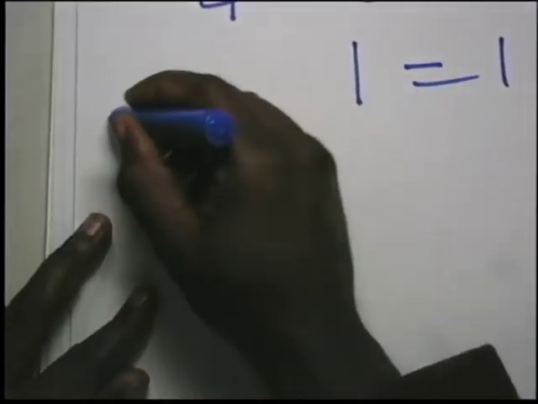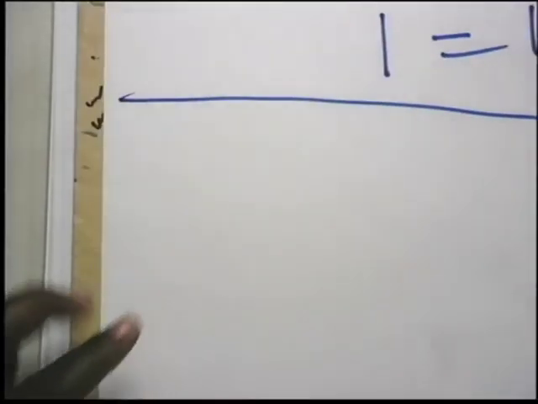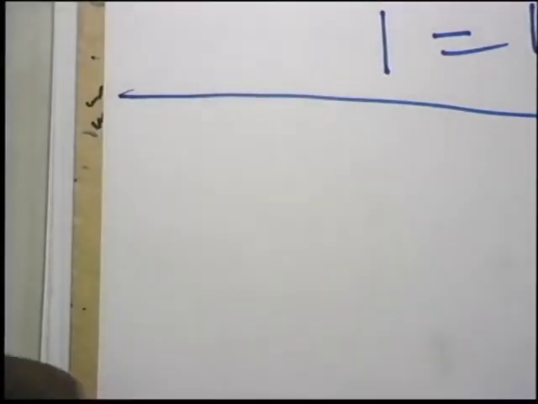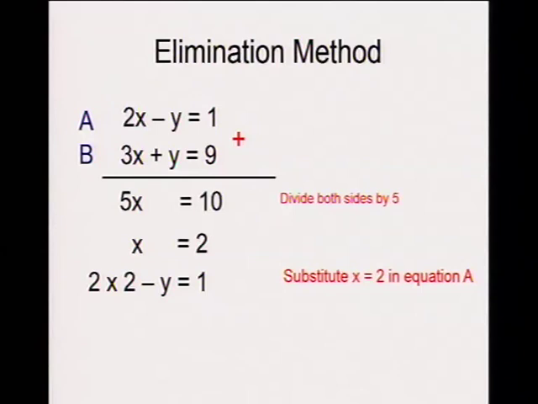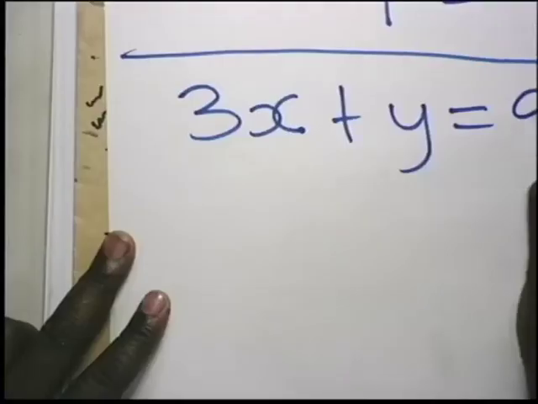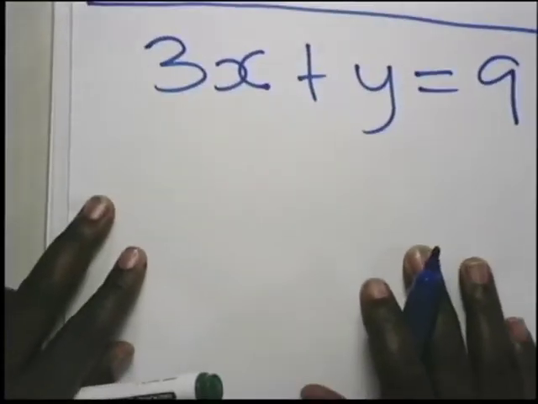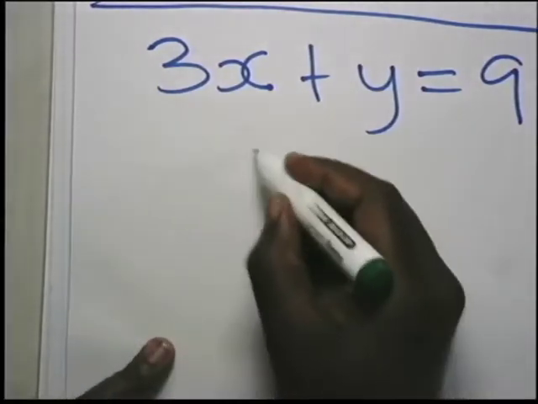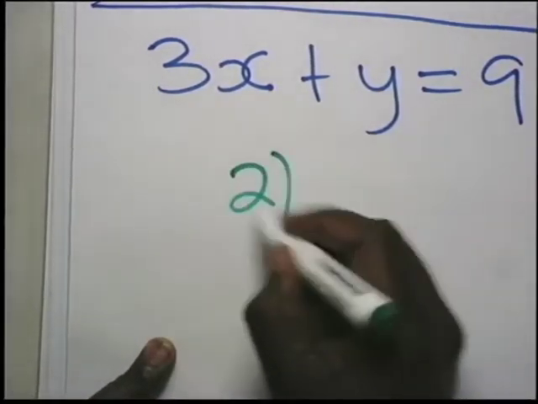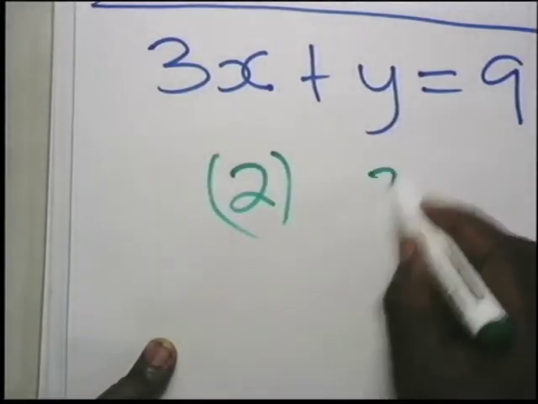Let's take the same variables, the unknowns that we have calculated. Remember, x is 2 and y is 3. We want to substitute that into the second equation, which is 3x plus y equals 9, to see whether it holds true. We know that x is 2, and y is 3.